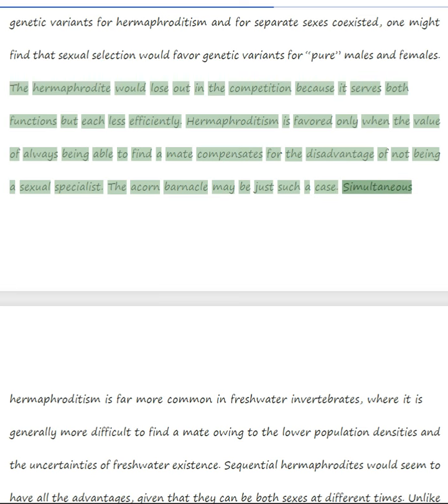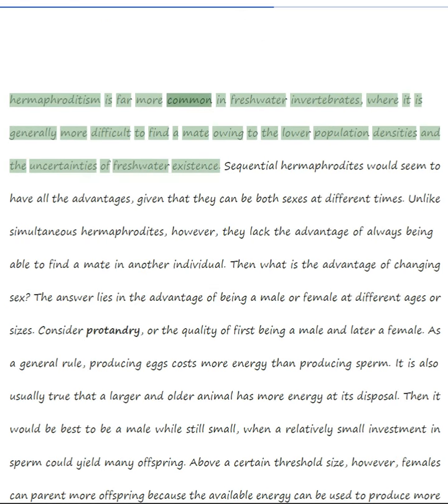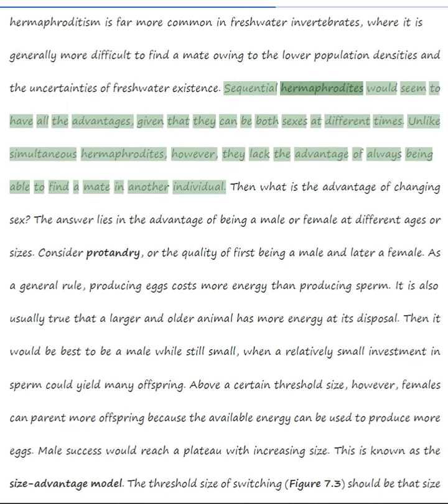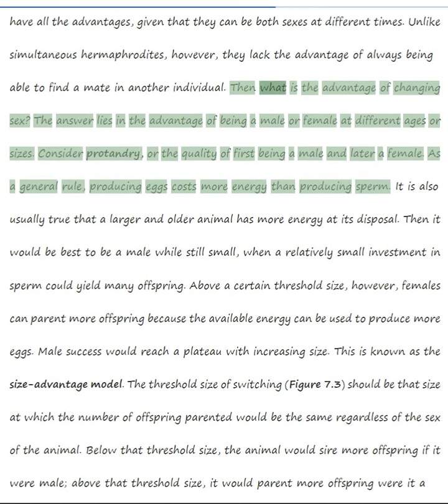Simultaneous hermaphroditism is far more common in freshwater invertebrates, where it is generally more difficult to find a mate owing to the lower population densities and the uncertainties of freshwater existence. Sequential hermaphrodites would seem to have all the advantages, given that they can be both sexes at different times. Unlike simultaneous hermaphrodites, however, they lack the advantage of always being able to find a mate in another individual. Then what is the advantage of changing sex?